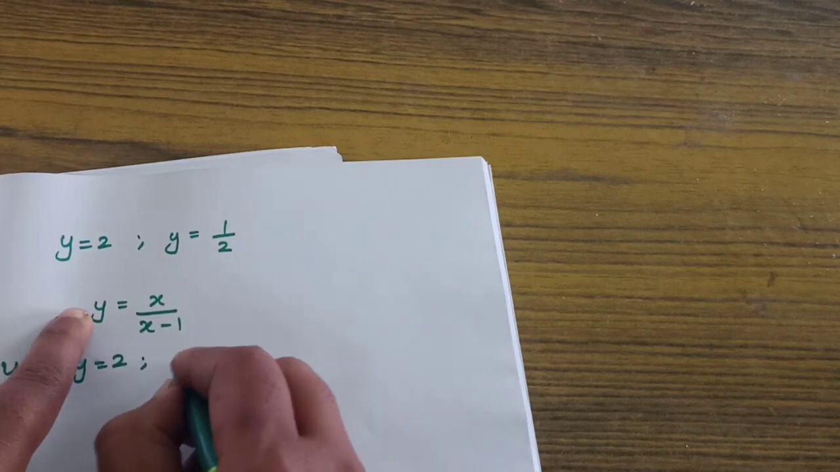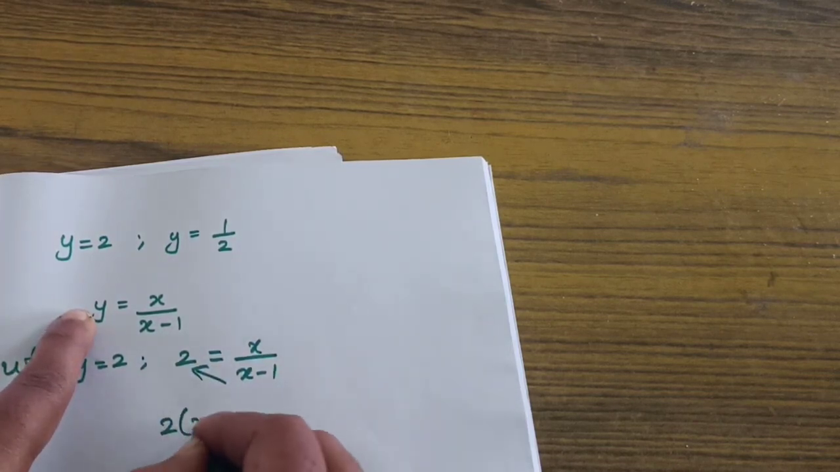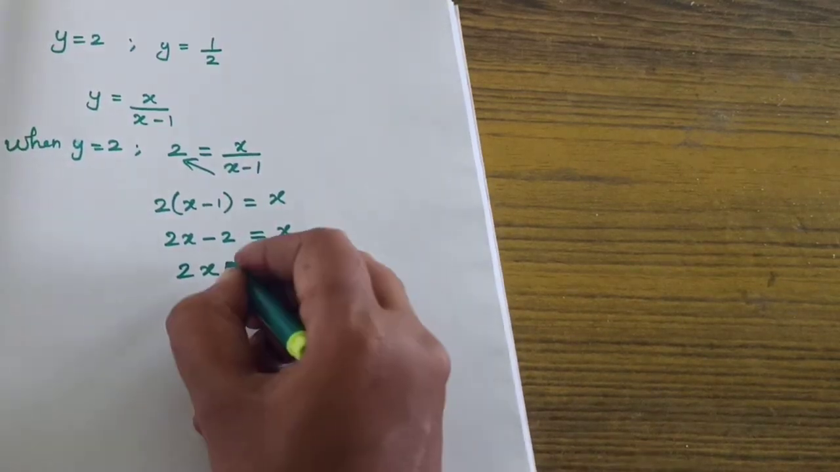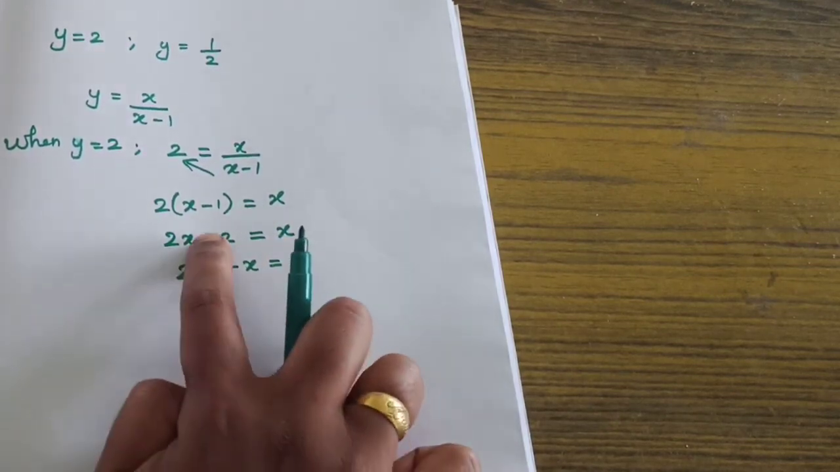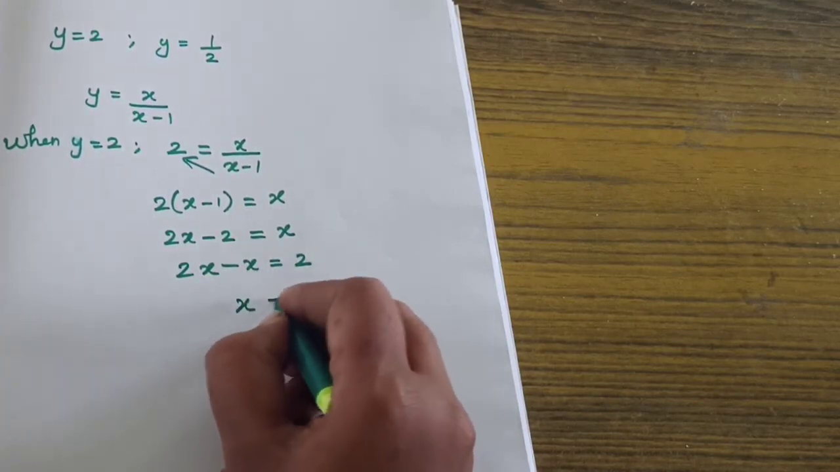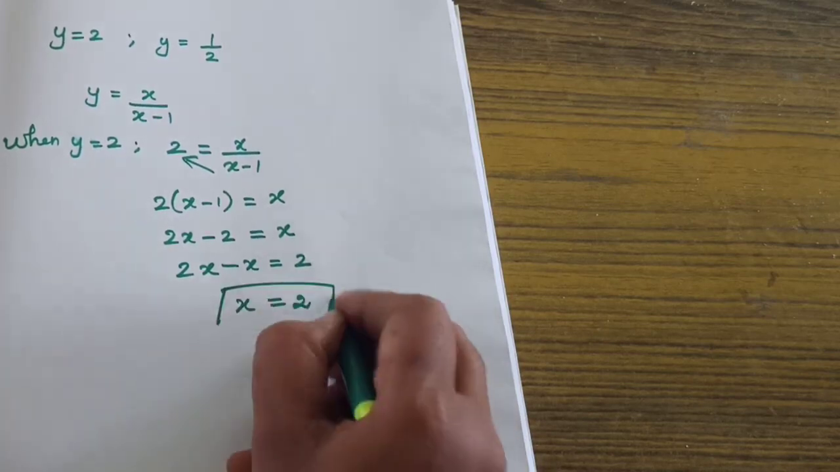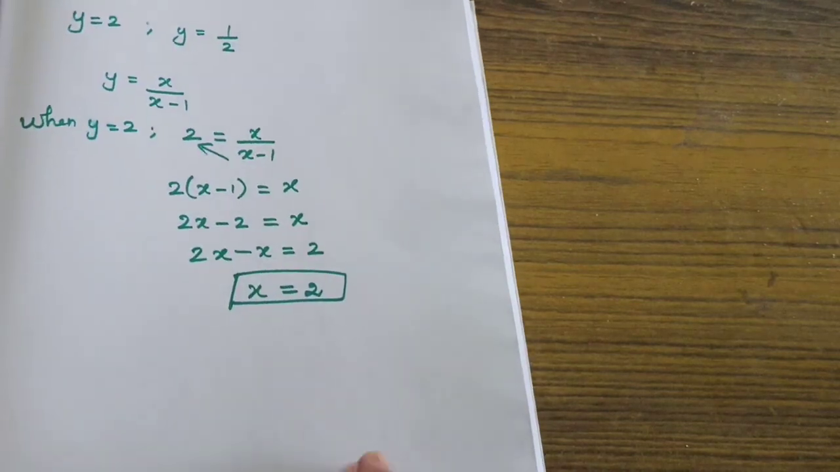What is the value? 2 equal to x by x minus 1. Just cross multiply: 2 into x minus 1 equal to x. Then 2x minus 2 equal to x. Take this side. So 2x minus x equal to 2. How? This plus term coming to this side and this minus term I will take to this side. So 2x minus x equal to 2. So we got x equal to 2, one value. Then y is equal to 2 means x is also 2, then y is equal to 1 by 2, we can check.